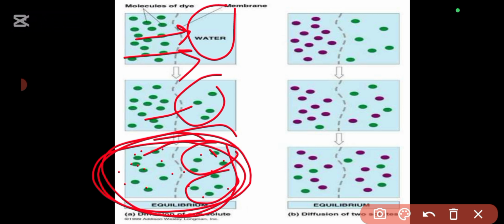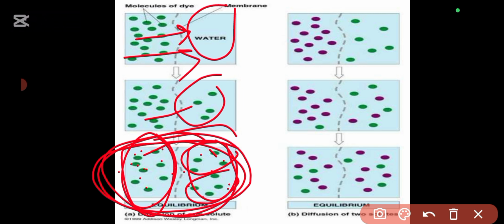Let's say this was inside the cell, this was outside the cell. Then they are now equal. And notice, it's not unidirectional. It doesn't always mean that it is from outside the cell to inside the cell. If solutes are much more inside the cell, they will move out of the cell. It's still diffusion. If solutes are more outside of the cell, they will move into the cell.